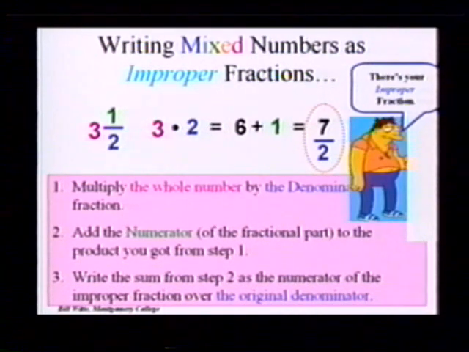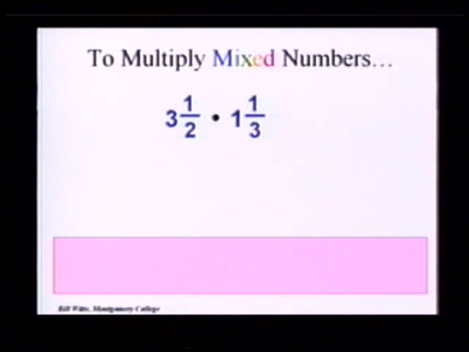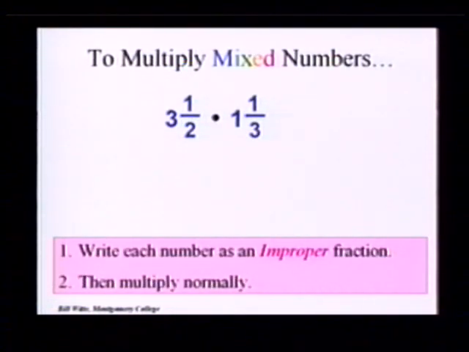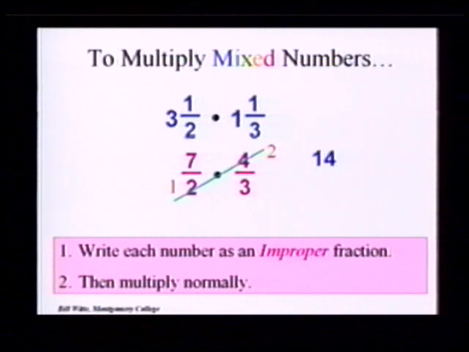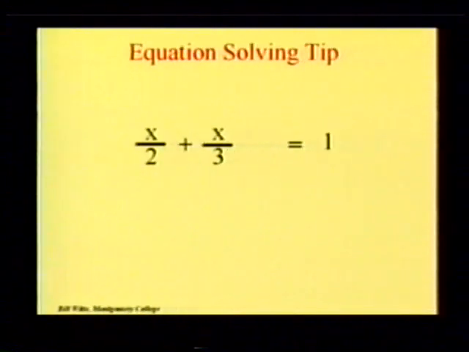Okay, one more thing. To multiply these things, we changed them to improper fractions and then multiplied. So that wasn't so bad. We had to cancel sometimes. Okay, so all roads meet at improper fractions.